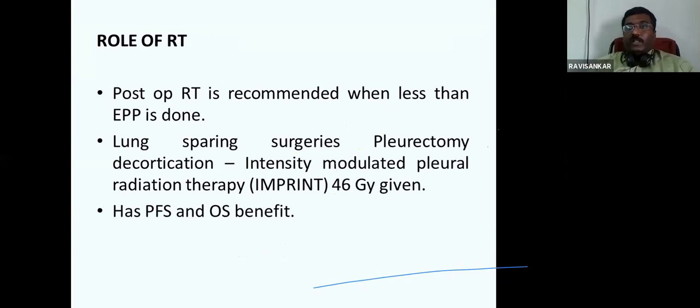When you have done an extrapleural pneumonectomy, you don't need any postoperative radiation. But in lung sparing surgery, you might have to give radiation, but it's very difficult to give to the thoracic part, particularly in mesothelioma, where a large area needs to be covered.